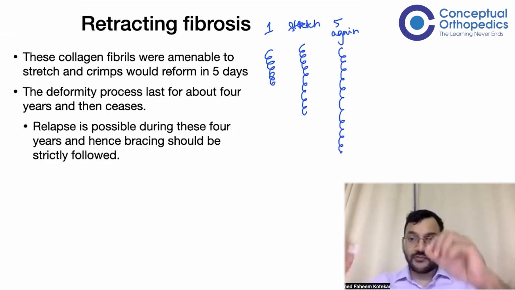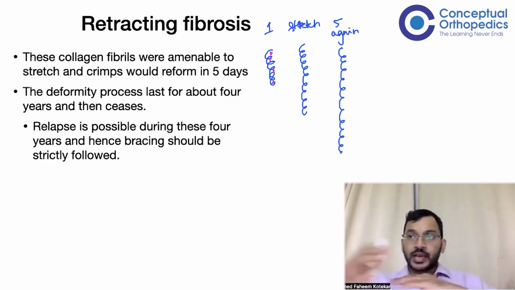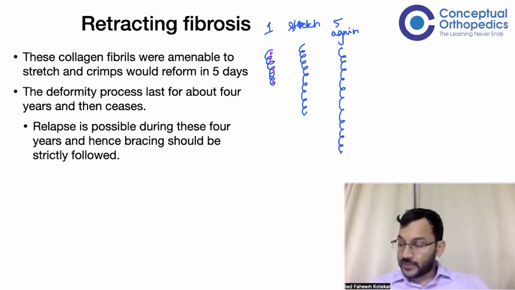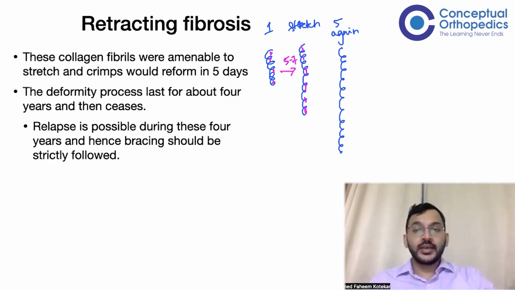So they reform, and crimps are basically these connections between adjacent collagen, the hexagonal fiber, the cross-linked fibers. Now these will reappear 5 days after stretch, and then they will be amenable to re-stretching. So every 5 to 7 days, they will reappear. And that's why every consecutive plaster in a clubfoot is put after 5 to 7 days.